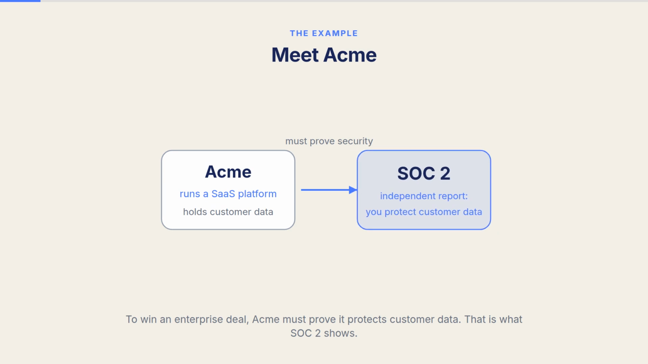Acme runs a software platform, and their customers trust them with sensitive data. A large enterprise customer will not sign until Acme can prove that data is protected. The standard for that is SOC 2, an independent report that shows you handle customer data safely. To earn it, Acme first has to understand its own organization.